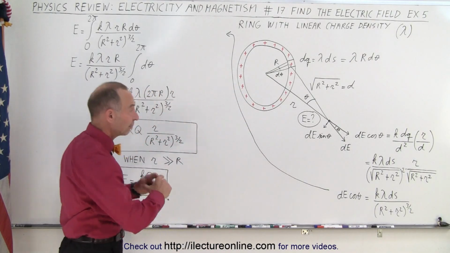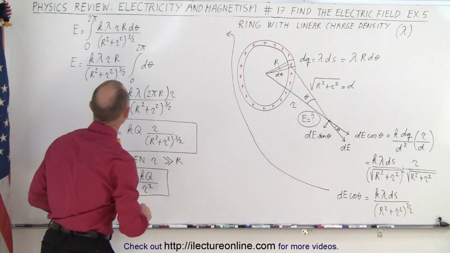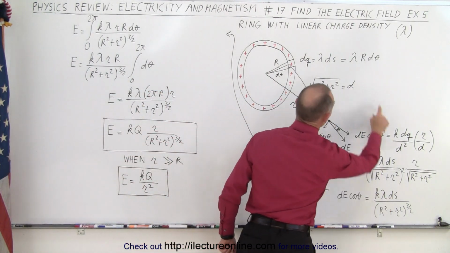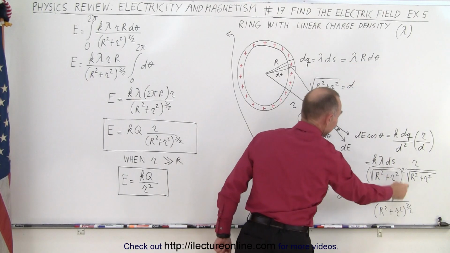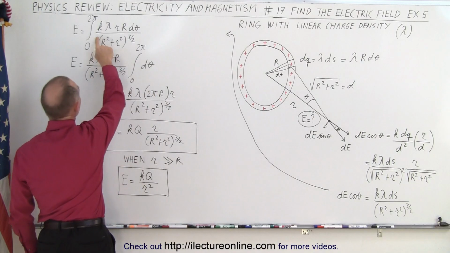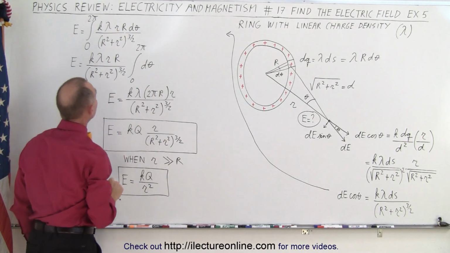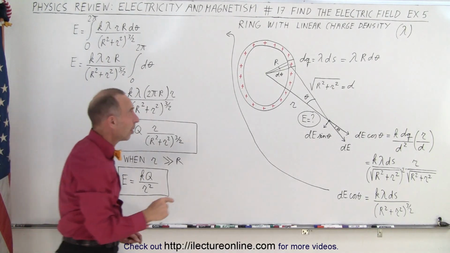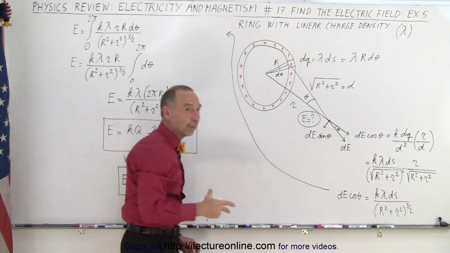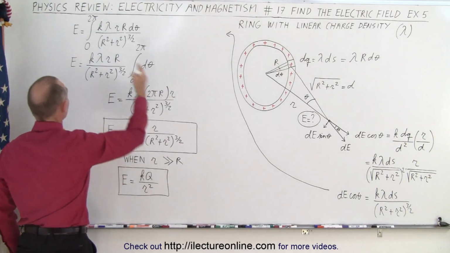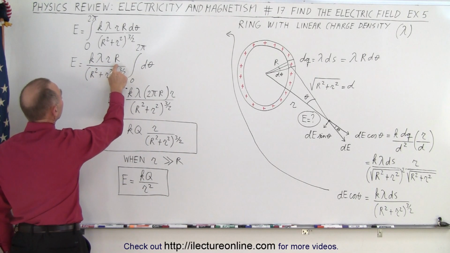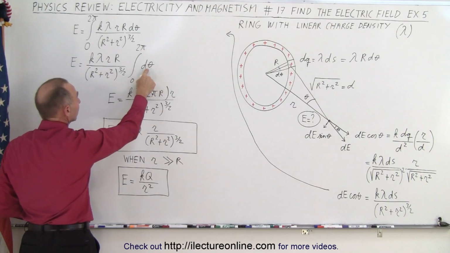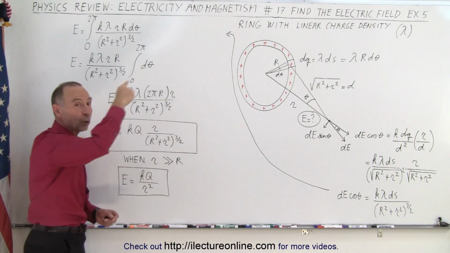Now we're ready to integrate that to get the full contribution of the entire charge ring. Notice that instead of writing lambda ds, we're going to replace ds by R d theta. So we have k lambda R d theta, and in the denominator R squared plus little r squared to the 3/2 power. Big R and little r are constants. If we take all the constants out, we have k lambda little r big R in the numerator, R squared plus little r squared to the 3/2 power in the denominator, and the only variable left is d theta, which we integrate from 0 to 2 pi as we go all the way around the circle.